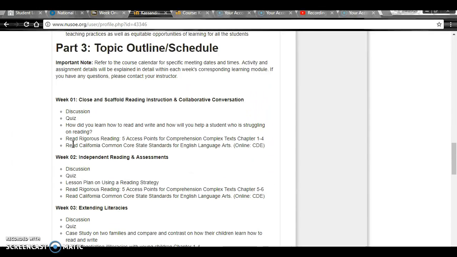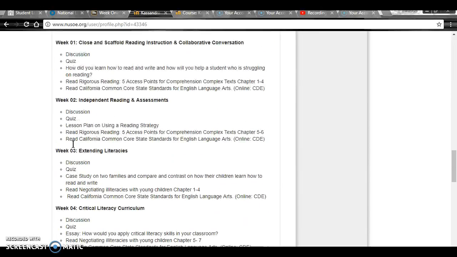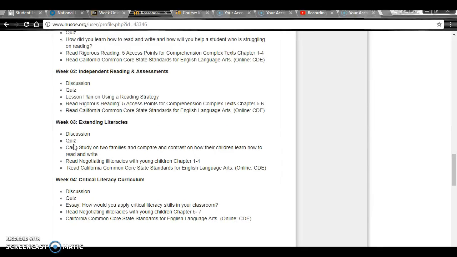In week 1, there's a quiz and there's an essay that will be due. The essay is 5 pages. How did you learn how to read and write, and how will you help a student who is struggling in reading? You have to use scholarly articles. In week 2, there's a discussion that is due, the quiz, and you can make a lesson plan by using a PowerPoint or Google Slide, or you can even make a blog through Glogster. It's on using a reading strategy and how you will help the student become a better reader.